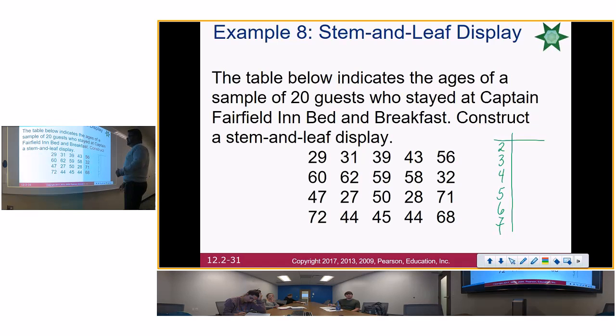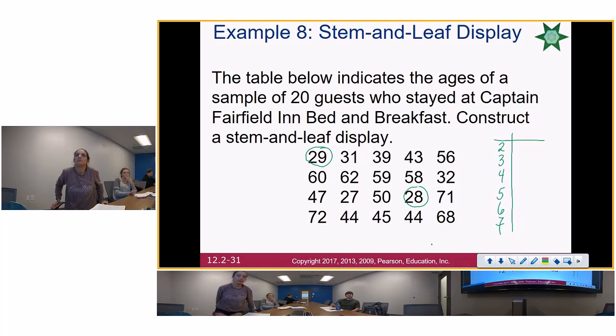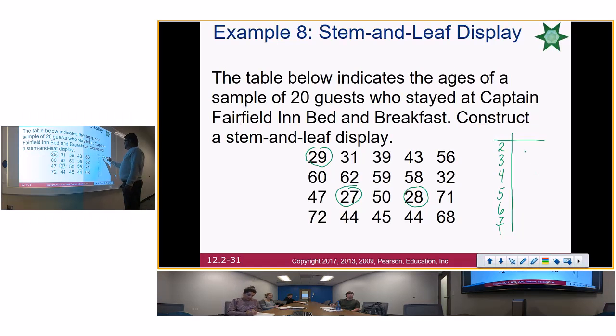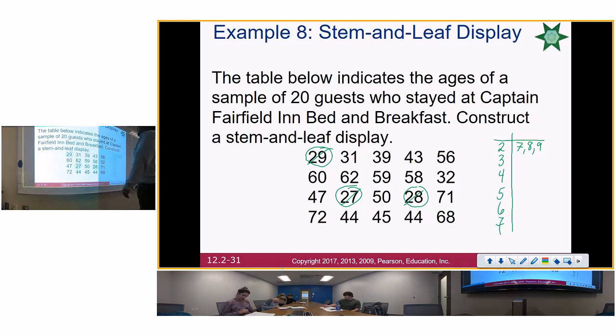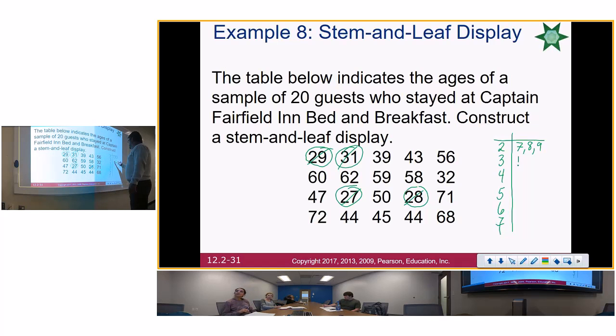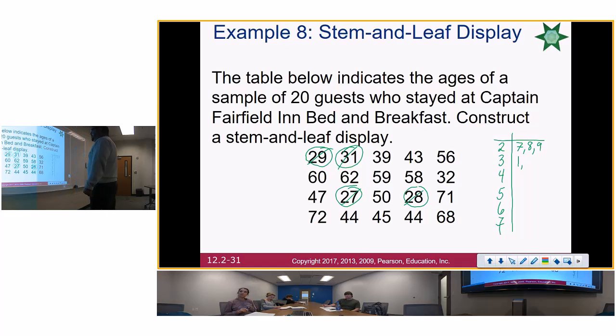How many 20s do we have? We have a 28 and a what? 27, 28, 29. Thank you. Where's the 27? Right there beside 50. So what I put over here, I put a 7, an 8, and a 9. So I've got a 27, a 28, and a 29. I mark those out. Okay, 30s. Let's see what 30s. Do we have any 30s? I don't see a 30, but I see a 31. So I'm going to put a 1 here. How about a 32? No 32. Oh, there's one. 32 and 39. Is that all of them? Yes, sir.